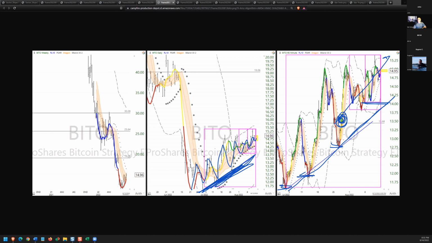I think my stop would be at 14 to give this room to breathe and go, but we're about at a really key triple top right here. It's got to get through 15 and go. So you're giving it about a 6% wiggle room. That's got real potential. I like it.